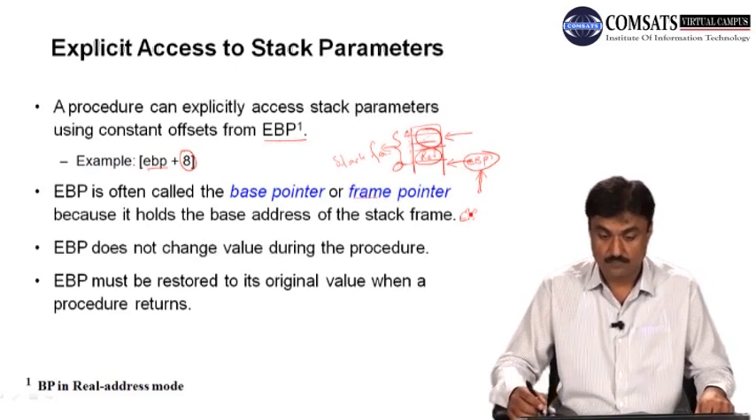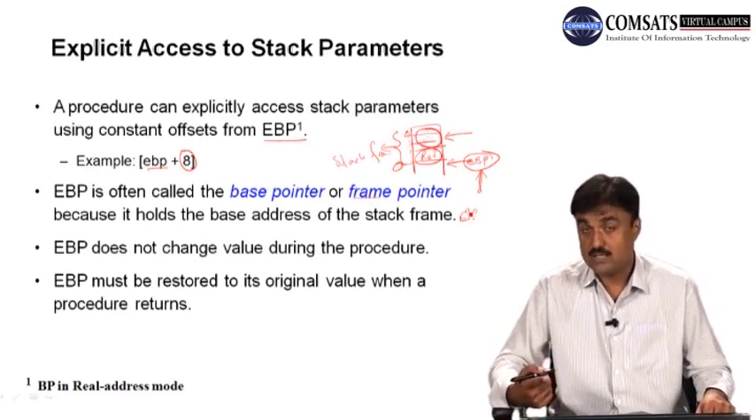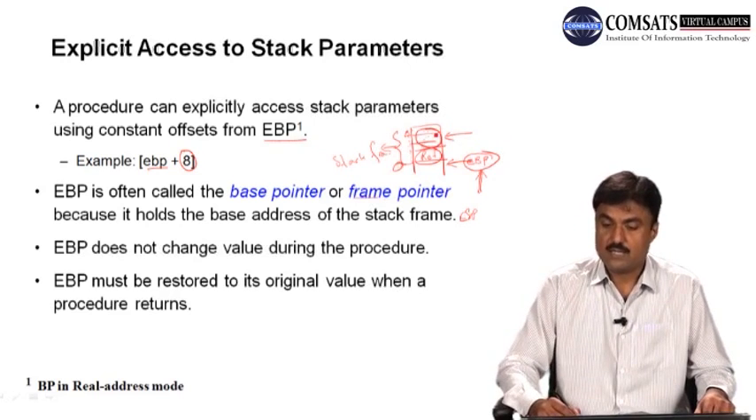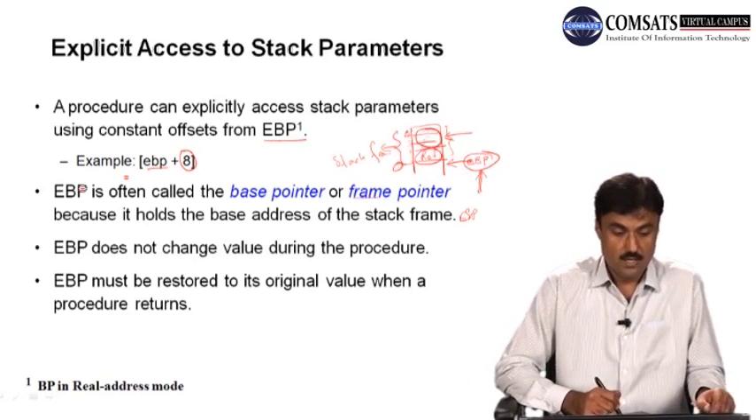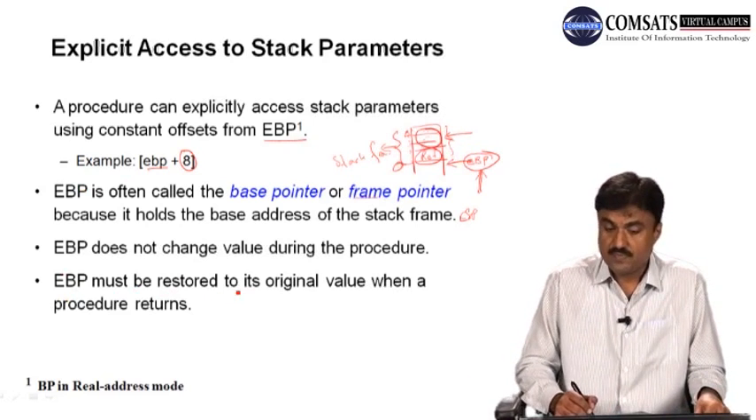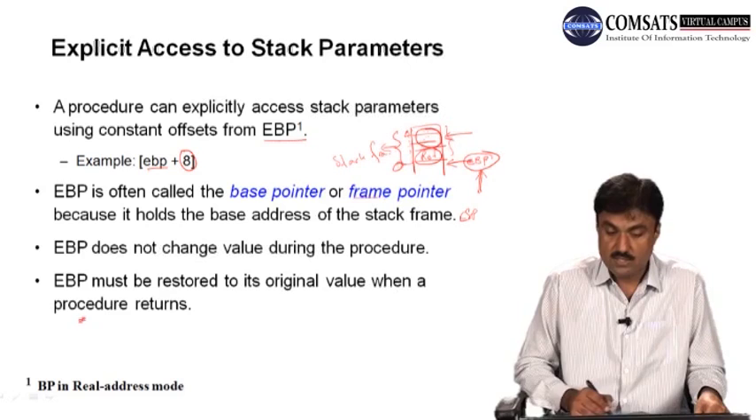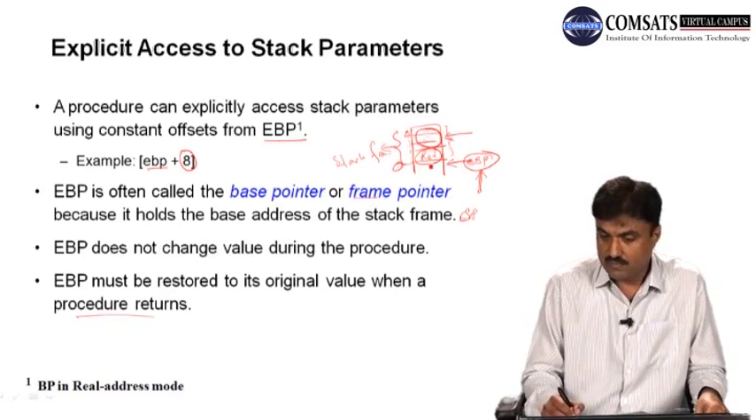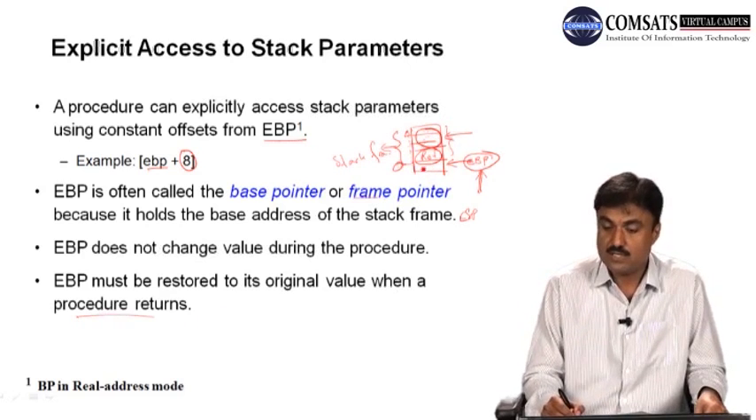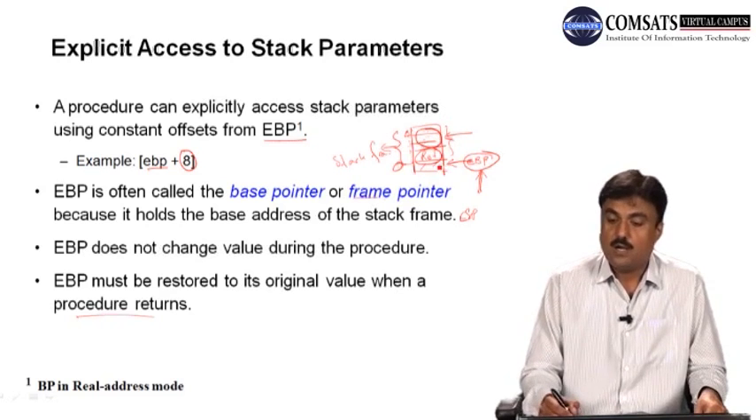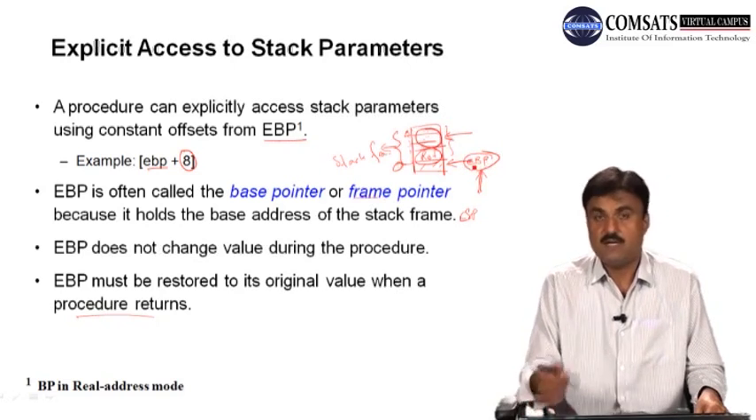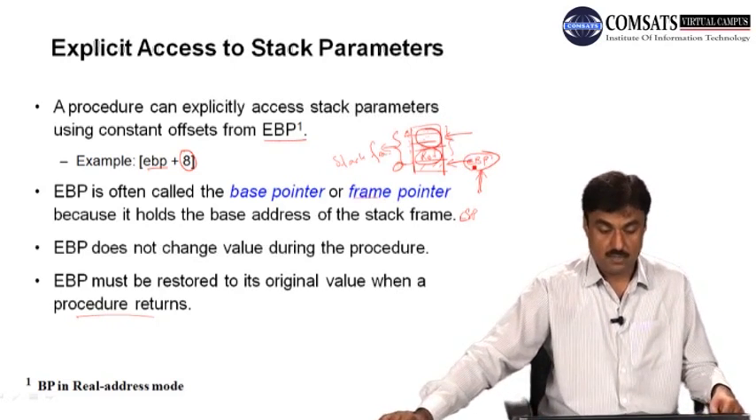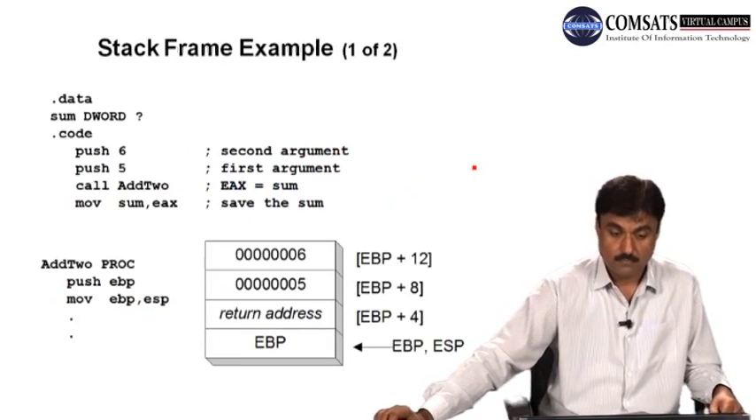We'll see in the next example. If you change this EBP, definitely you cannot access these values. It's not possible. So EBP must be restored to its original value when the procedure returns. So the main function of EBP is to access these values. Now if we return, then definitely we have to return back the original value, because EBP might have another value that might be used by the main program and so on.